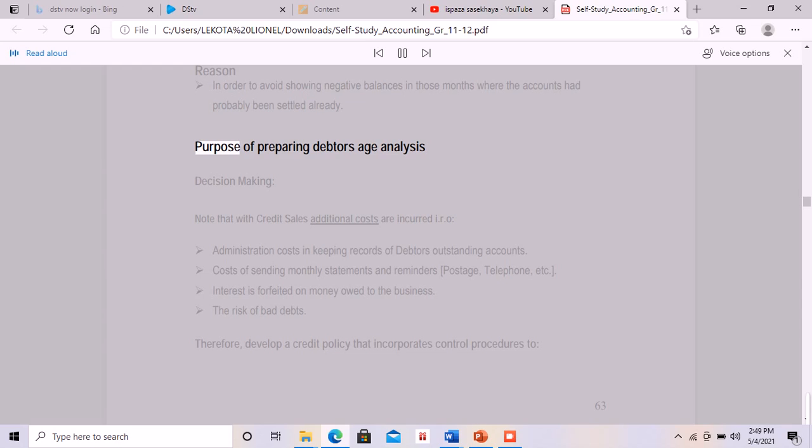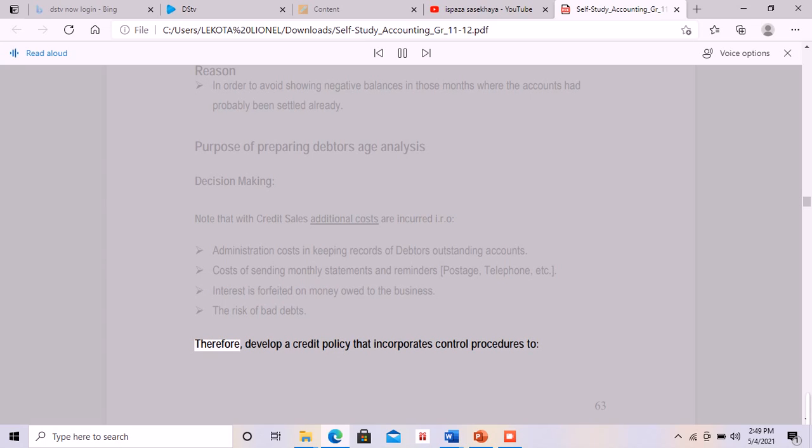Purpose of preparing Debtors Age Analysis. Decision making. Note that with credit sales additional costs are incurred in respect of: administration costs in keeping records of debtors' outstanding accounts; costs of sending monthly statements and reminders, postage, telephone, etc.; interest is forfeited on money owed to the business; the risk of bad debts.